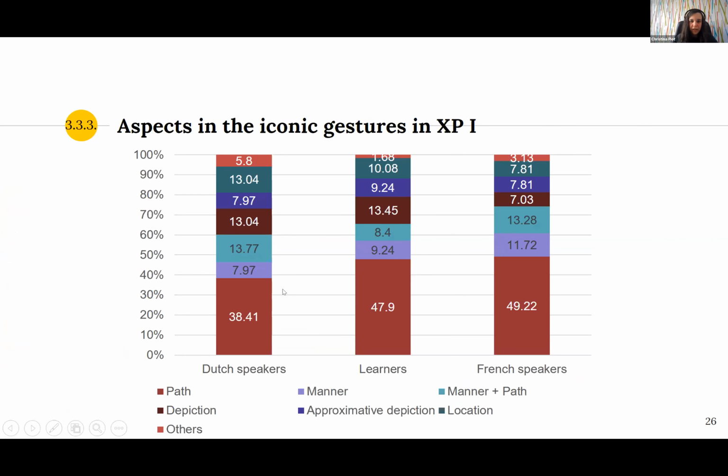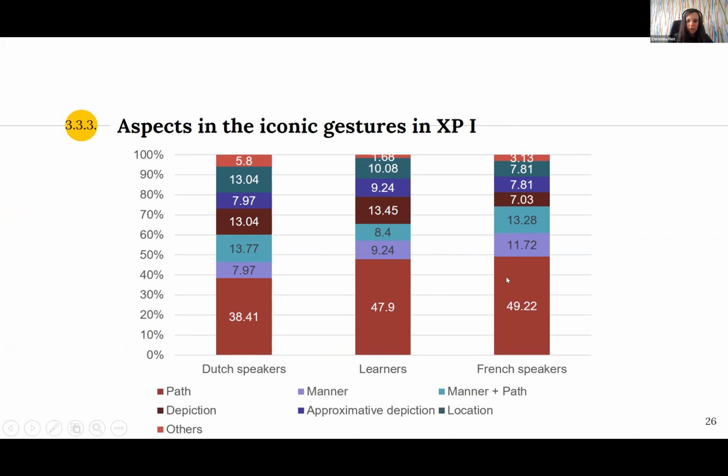And then if you look at the aspect in the iconic gestures, we see that French speakers are the ones who encode path in their gestures the most often, and learners tend to do it in the same way. So the percentages are really close to each other, whereas in Dutch it is less common. Manner is not expressed as often as we could expect. Still a bit more by French speakers, followed by the learners and the Dutch speakers.